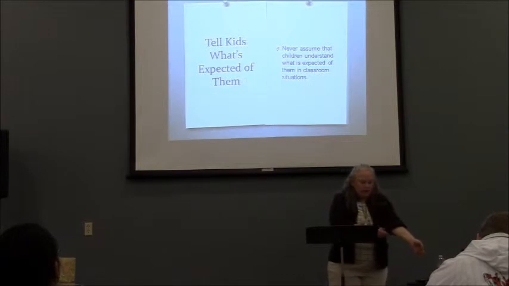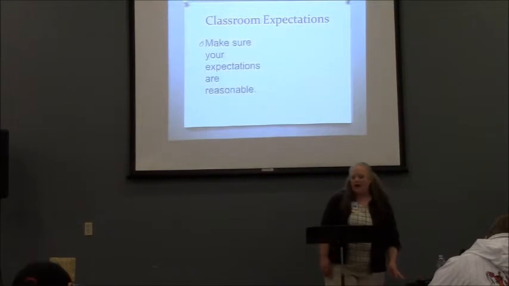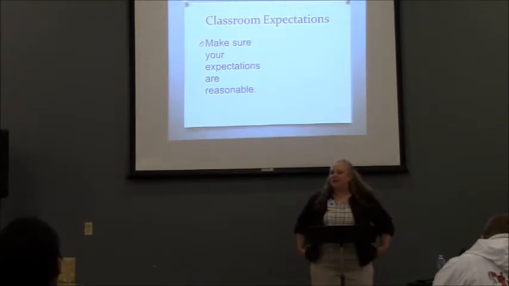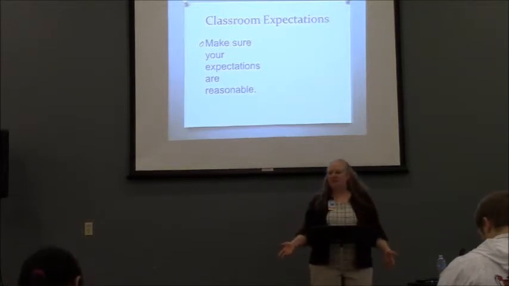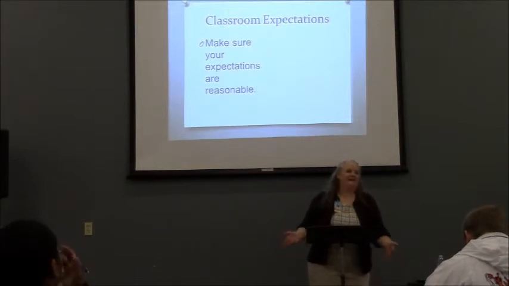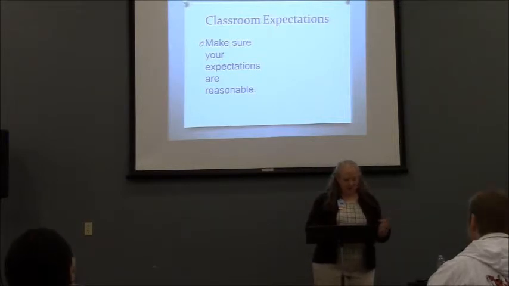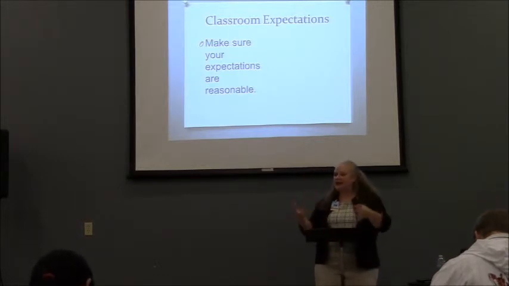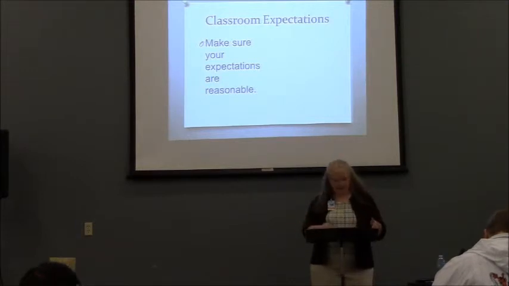So ensure that you tell your kids what's expected of them, and then make sure, though, that your classroom expectations are reasonable. Here you need to consider the age and the developmental ability of the kids in your class. 5-year-olds, for example, do not have the attention span to sit through a 30-minute story. If you try it, they're going to fail because they just developmentally can't sit that long for a story. It's unreasonable. However, 5-year-olds can sit through a 10 to 15-minute story that is engaging and interesting and interactive for them, age appropriate. That's a reasonable expectation.